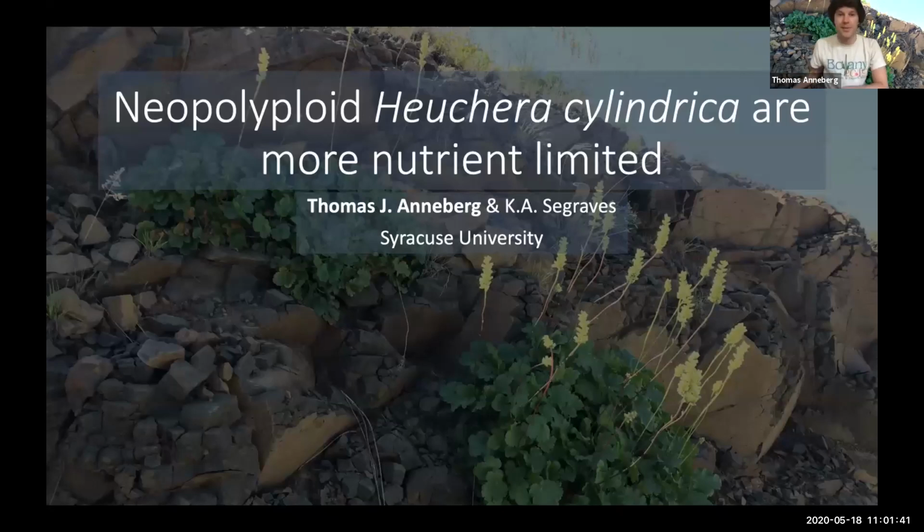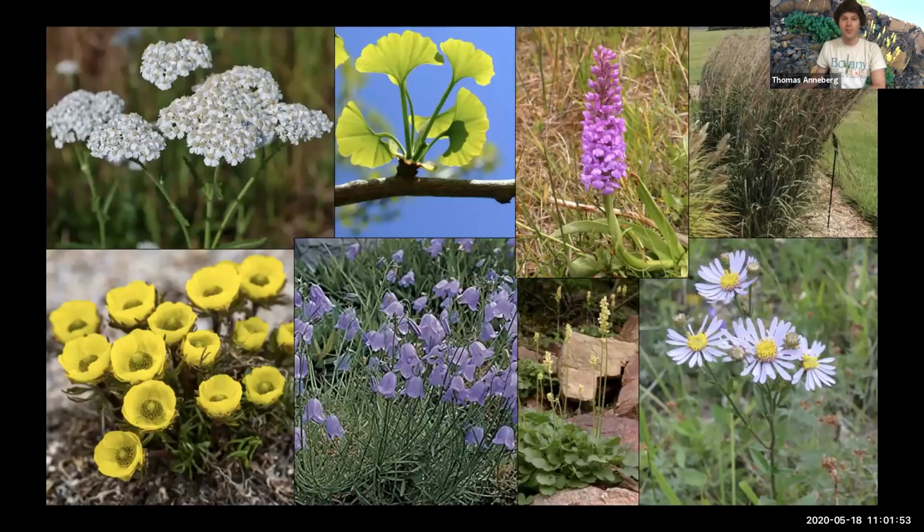All right, thanks, Mike. Today I'm going to be talking about how neopolyploidy in Heuchera can cause nutrient limitation to be a little worse. Before I get into that, I just want to highlight how speciose polyploidy is across the plant kingdom. Not only is it really speciose, and we have lots of examples where polyploidy occurs, but I have some photos here where there are examples of intraspecific variation in ploidy. So there are multiple cytotypes within a single species.